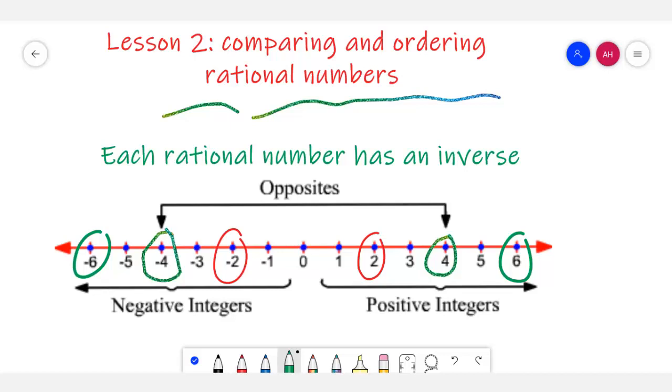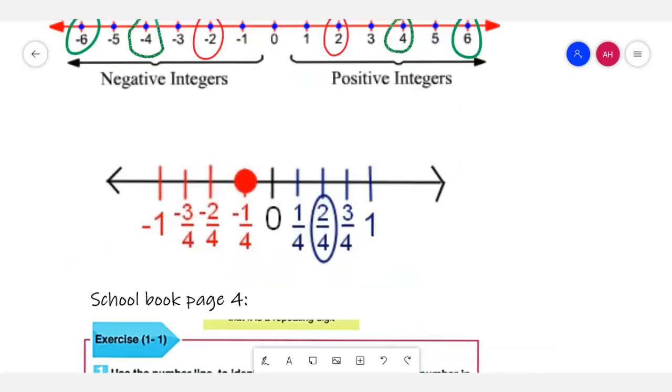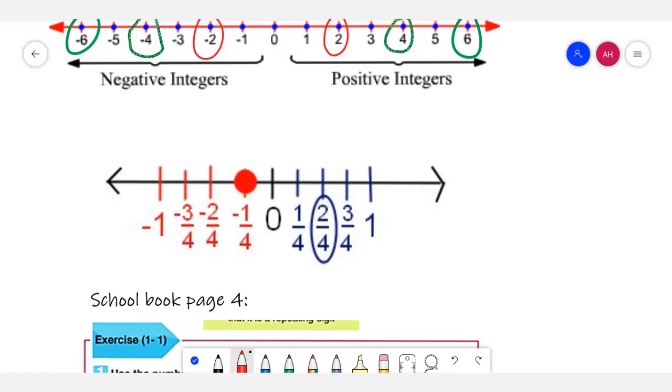What about rational numbers? Do rational numbers also have opposites? Let's go and see. Here is the number line for the rational numbers. For example, if I want to find the opposite of -1/4, it's going to be the same number but with an opposite sign, and it's 1/4. What about if I want to find the inverse of 2/4? It's going to be the same number but with a negative sign, and it's going to be -2/4.